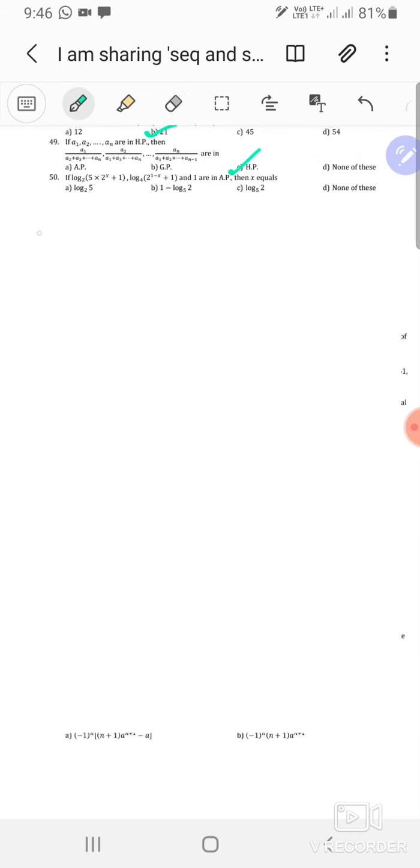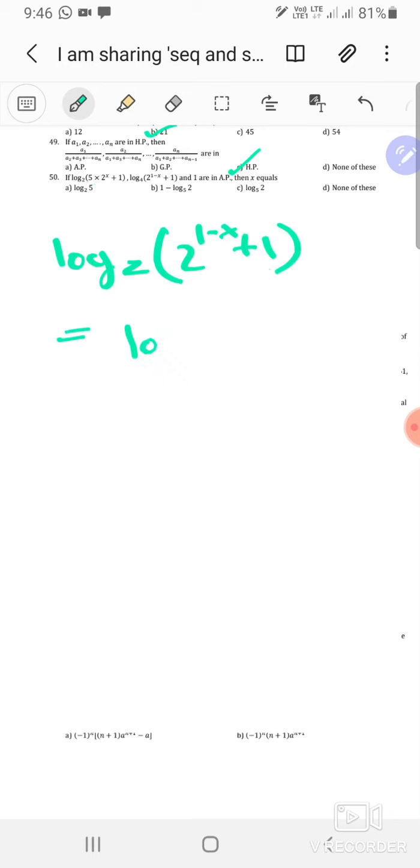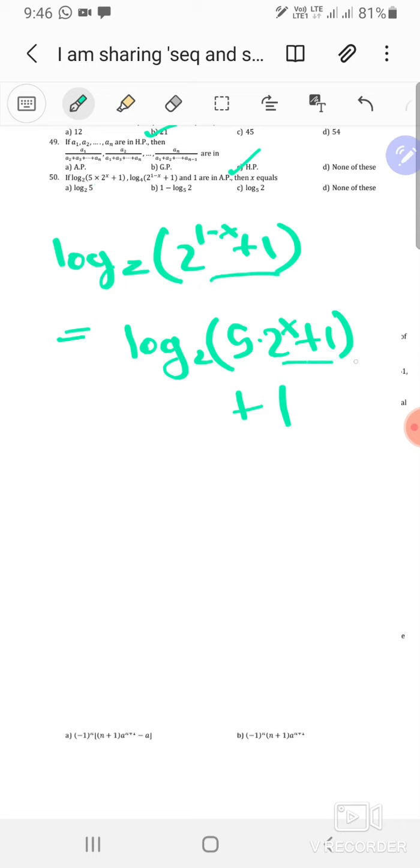Okay, cool. So 2 times log base 4 of 2 power minus x plus 1. The inside quantity is positive, so no problem with that thing. You can use the change of base rule to say it's equal to log base 2 of 2 power 1 minus x plus 1 upon log base 2 of 4, which is just 2. So that will be like log base 2 of 2 power 1 minus x plus 1. That is equal to log base 2 of 5 into 2 power x plus 1 plus 1. Okay. And what now? This quantity is positive, this quantity is positive, so I can indeed do this thing.